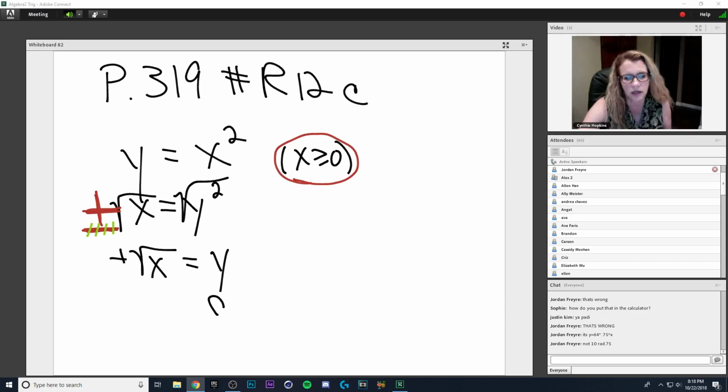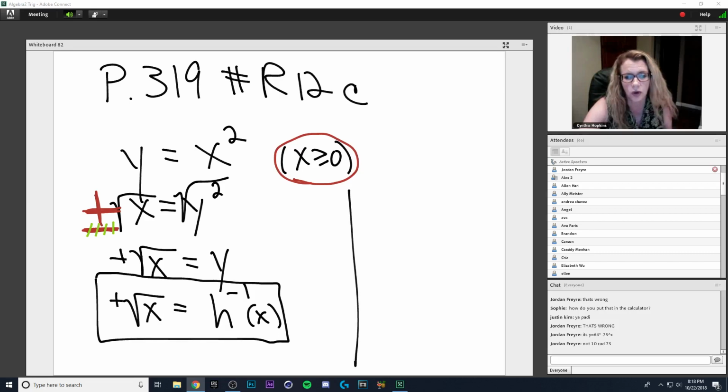All right, so then this original function was h of x, I think. So instead of writing f inverse, I'm going to write h inverse of x equals just the principal square root of x. I'm kind of writing that plus sign for emphasis. You don't have to write it. It's implied. Okay, so very quickly, I'm just going to do a quick sketch of this.